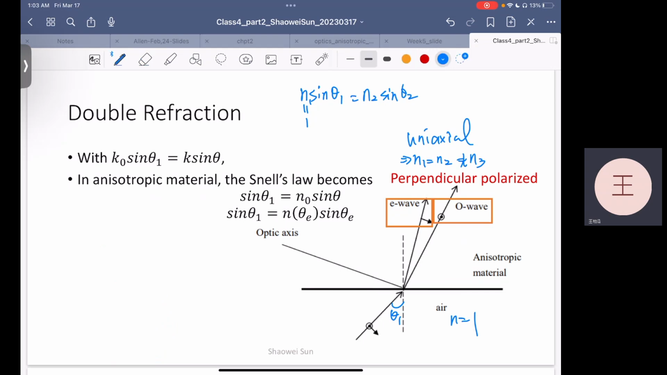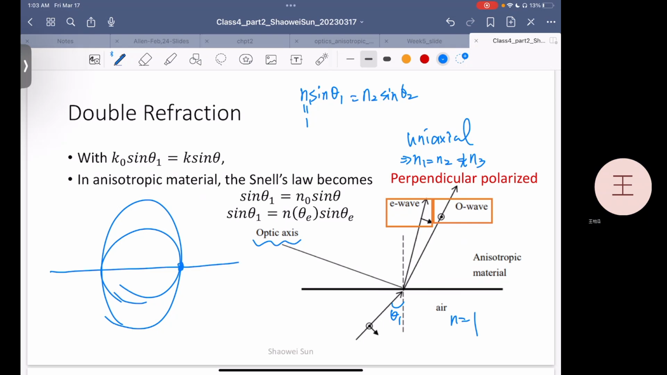And the optic axis here means that, considering the case surface of the uniaxial, along this direction you may only suffer from one refractive index instead of two. Thus, this axis is called the optic axis.